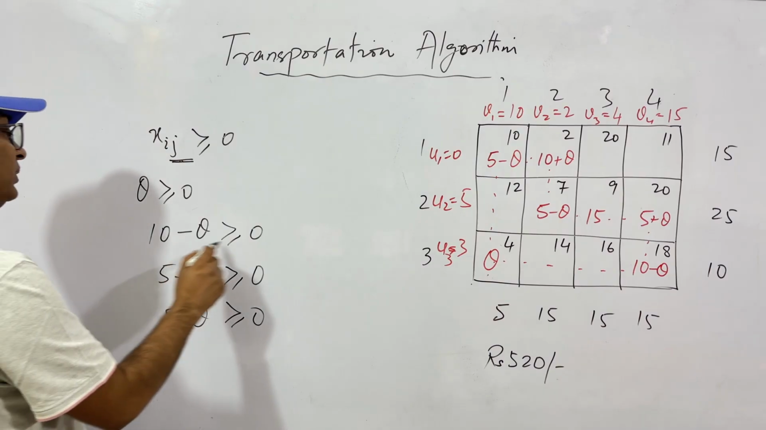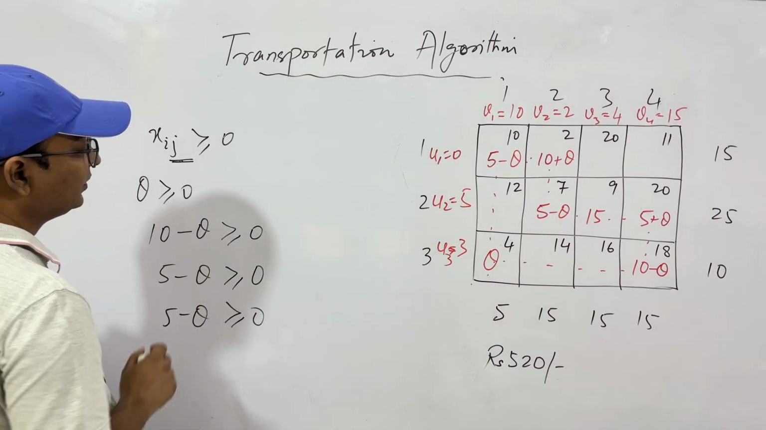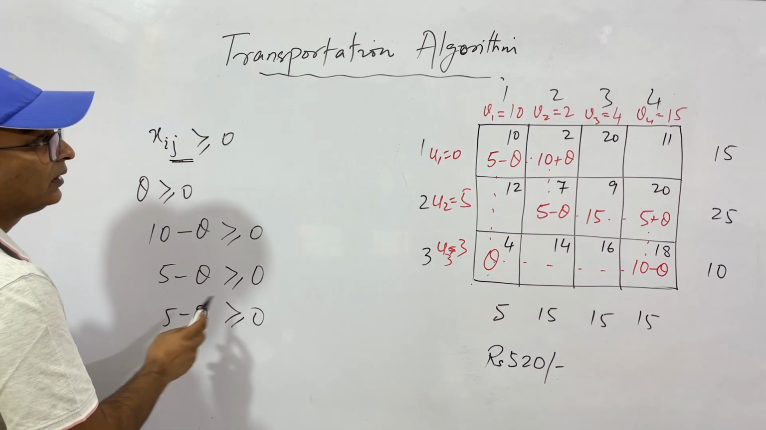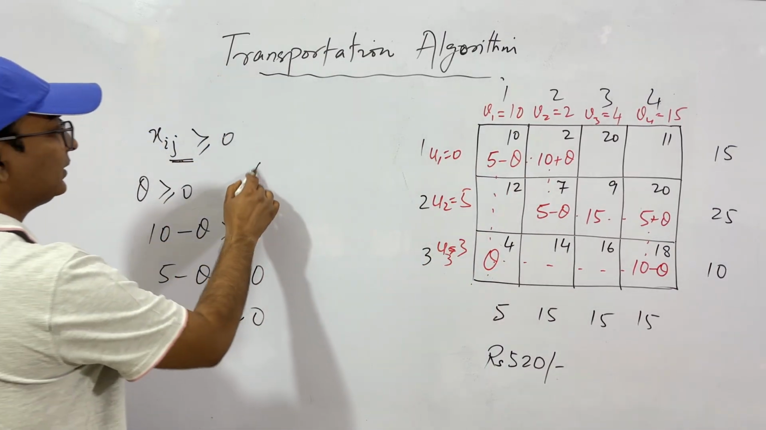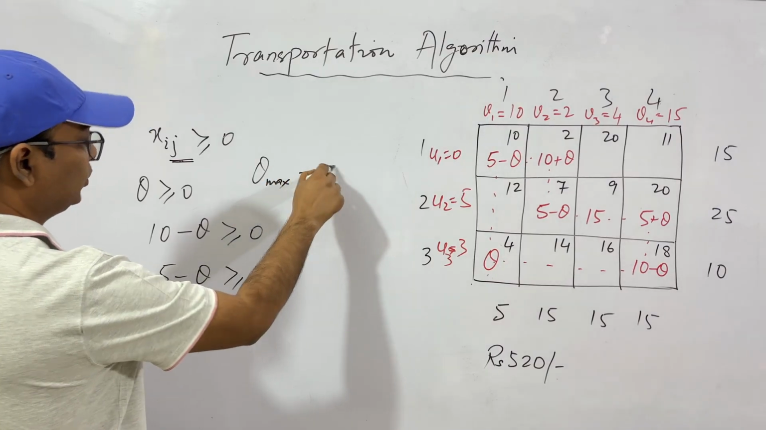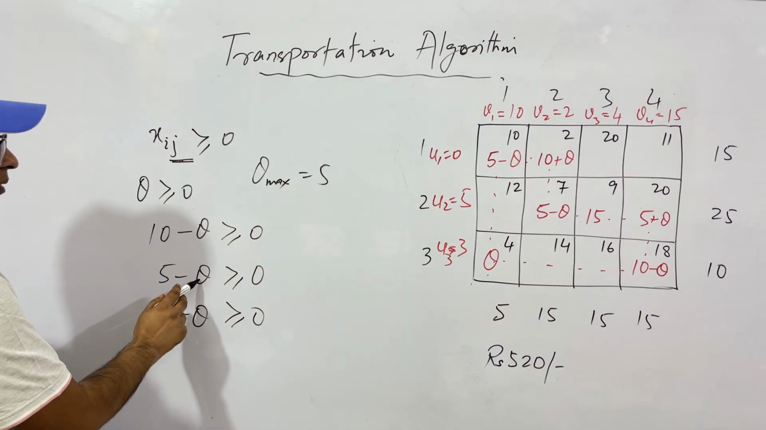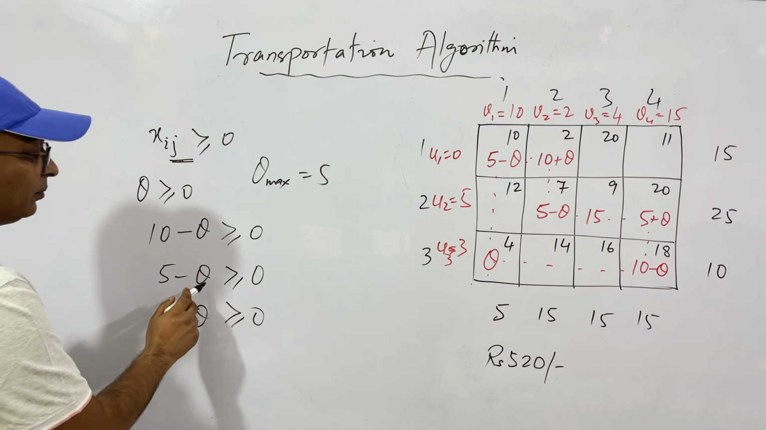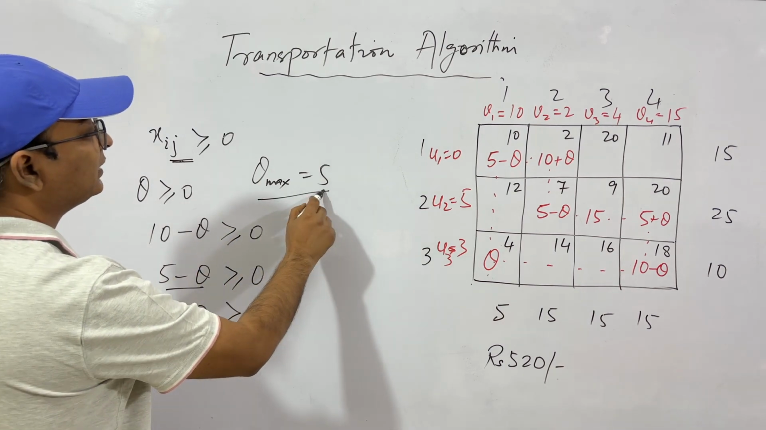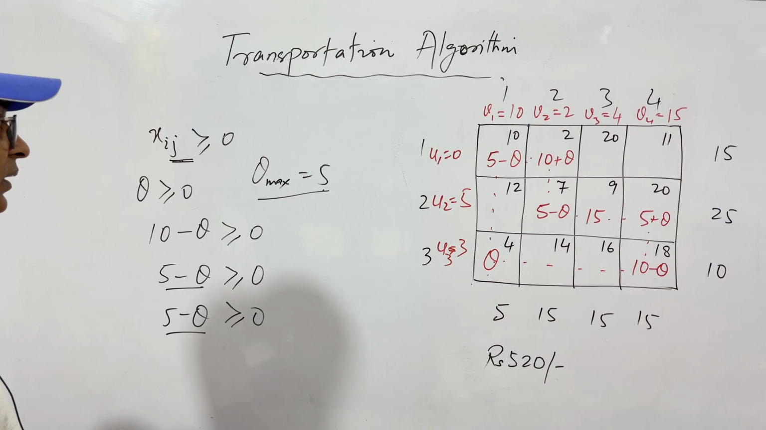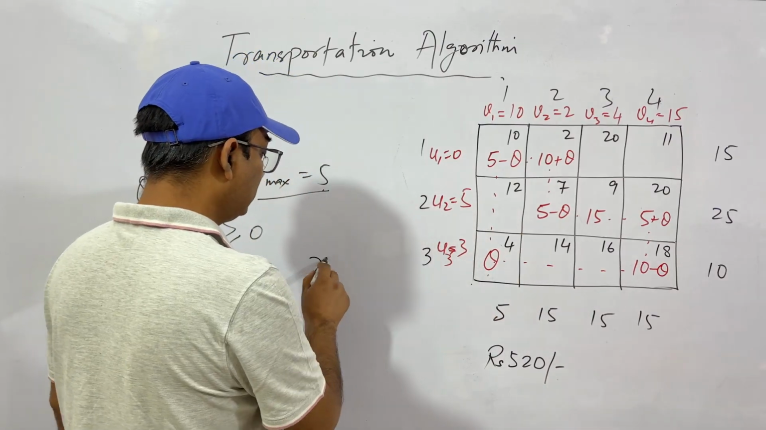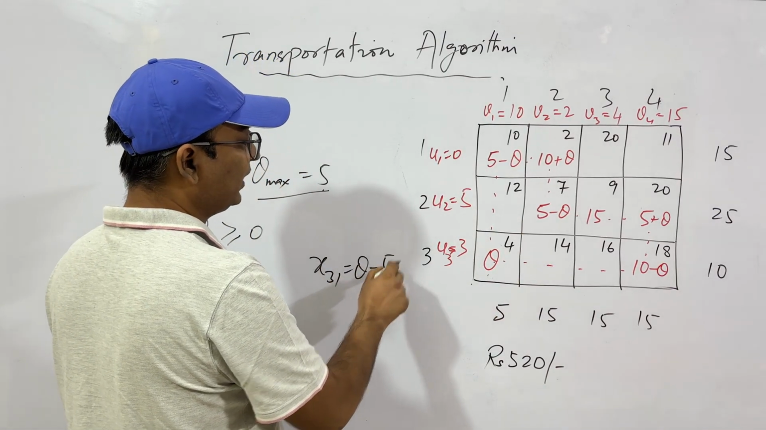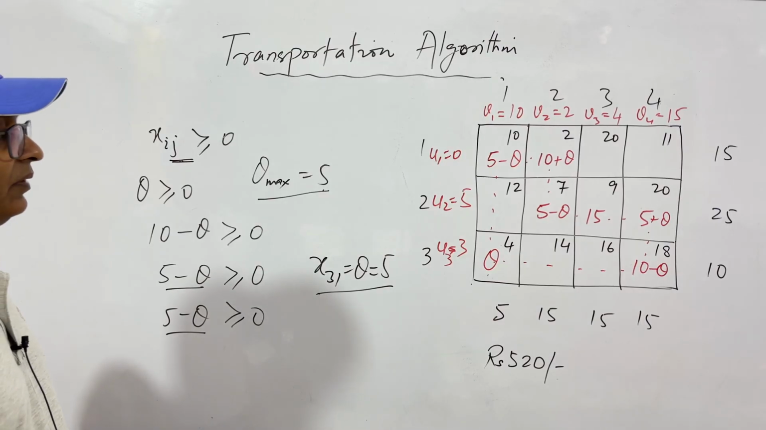See, from this equation, if we say that the maximum value of theta is 10, then this will be minus 5. So the value will become minus 5, less than or equal to 0. So this cannot be the case. The only possibility is that the maximum value of theta can be 5, so that this becomes 0. It can be 1, 2, 3, 4, 5 to satisfy this. So this is the maximum value that theta can have, and that will be the value of our entering variable, that is x31, which is theta, will be 5. This we have found the value.